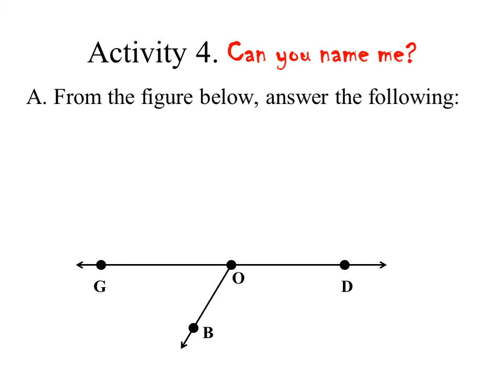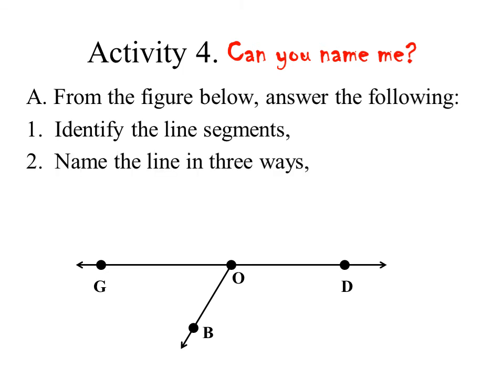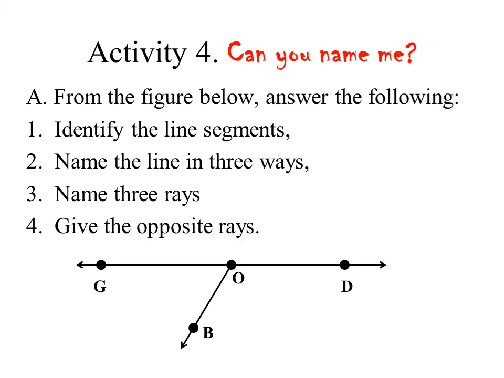So, the first question is, identify the line segments. Next, name the line in 3 ways. Name at least 3 rays. And 4, give the opposite rays. I will be giving you 1 minute to answer. And after that, we will process your answers.